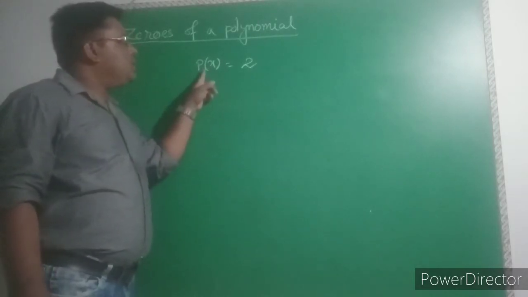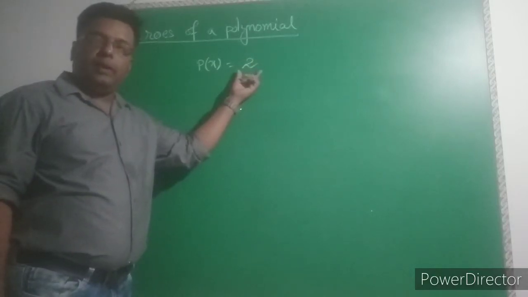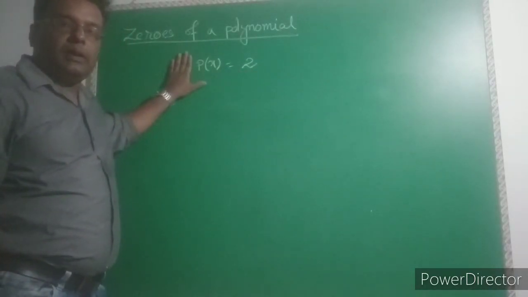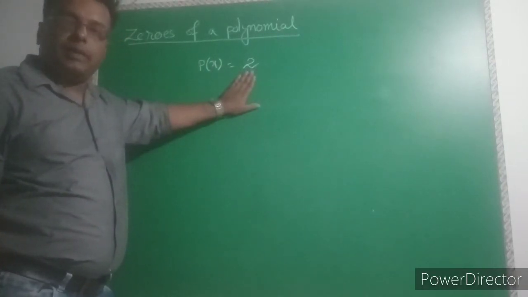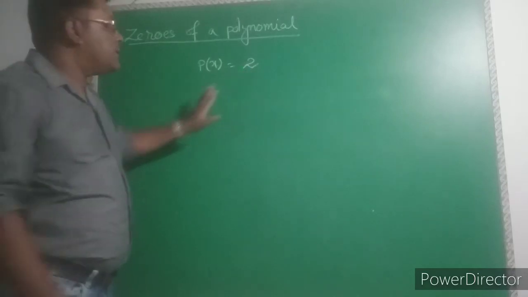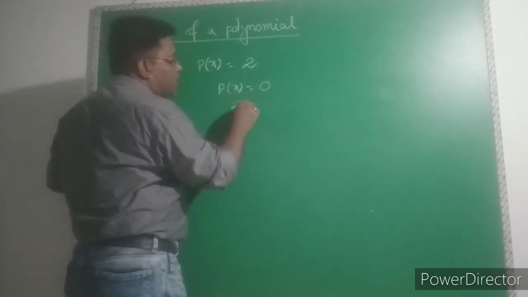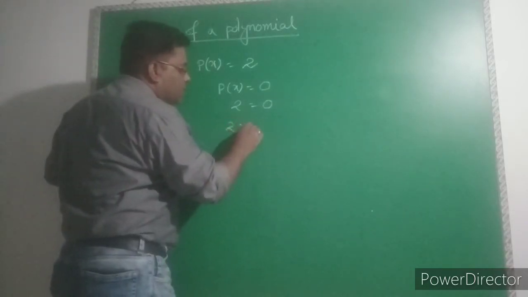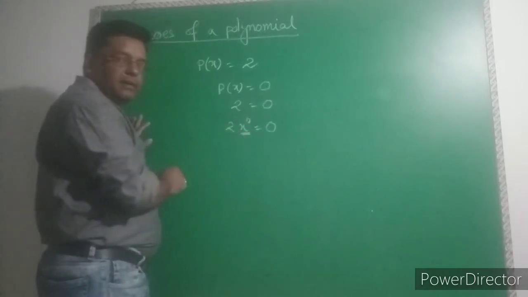Now we consider p(x) equal to 2. It's also a polynomial. It's called a constant polynomial. Now we have to find the zeros of the constant polynomial. Is it possible that for some value of x, this p(x) becomes 0? That is, p(x) equal to 0 means 2 must also be equal to 0. We can write this 2 as 2 x to the power 0 equal to 0. Is there any value of x for which x to the power 0 equals 0?